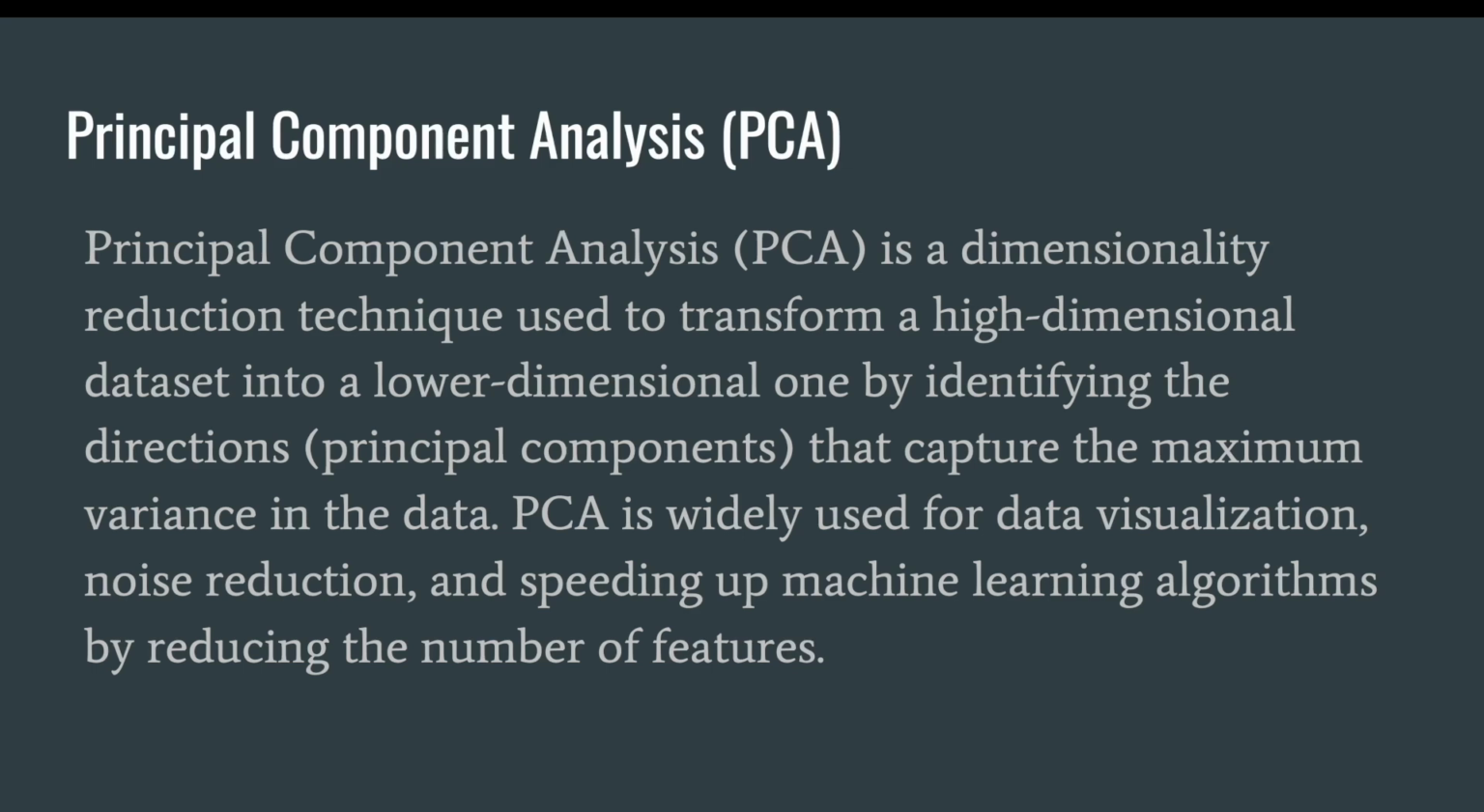Principal Component Analysis, or PCA. Principal component analysis is a dimensionality reduction technique used to transform a high dimensional dataset into a lower dimensional one by identifying the directions, which are the principal components, that capture the maximum variance in the data. PCA is widely used for data visualization, noise reduction, and speeding up machine learning algorithms by reducing the number of features. Let's go ahead and implement this using scikit-learn, running through it line by line in Python.